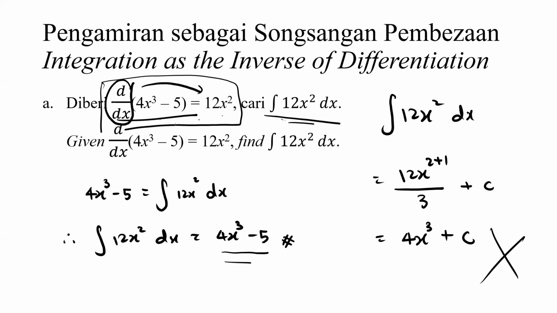You may ask why they give us this one. I can also find this without using the front. You need it because without the front, your answer will be in terms of plus c, but actually it's minus 5. Okay, we look at one more example, yeah?